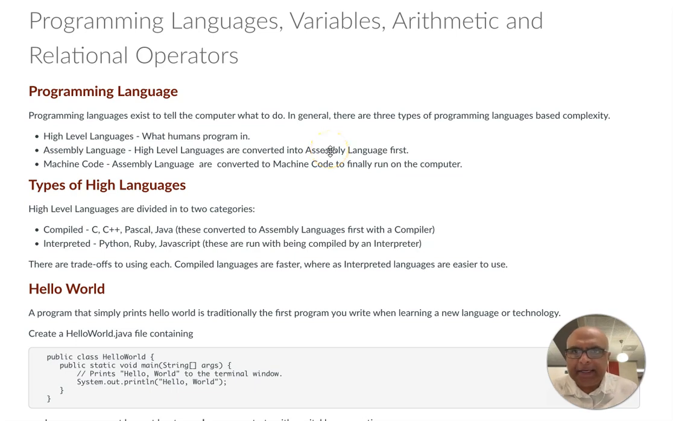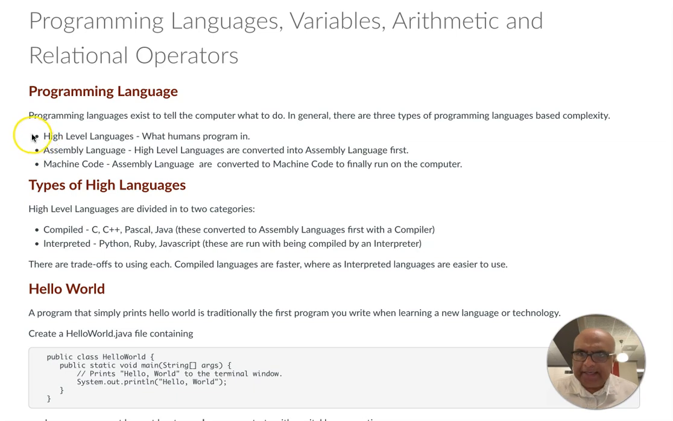Okay, hello everybody. In this particular lesson, we'll be talking about programming languages, specifically Java. We'll be talking about a couple of different types of variables and a couple of different types of operators. So let's get started. First, programming languages in general.